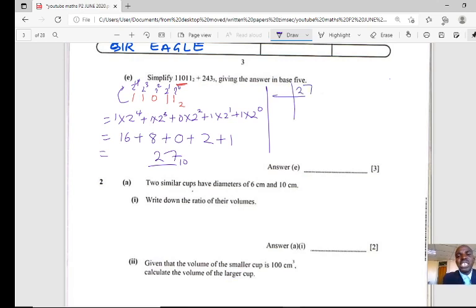To base 5, 27 base 10 to base 5, you divide by the base. You say 5 into 27 is 5, remainder 2. 5 into 5 is 1, remainder 0. 5 into 1 is 0, remainder 1. Then you count upwards. So it will be 1, 0, 2, now in base 5. Then you take that one, 2, 4, 3, base 5.